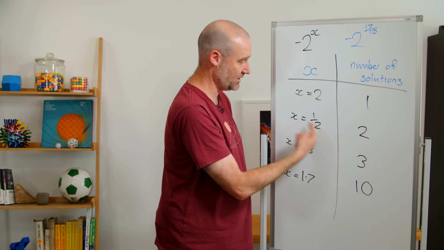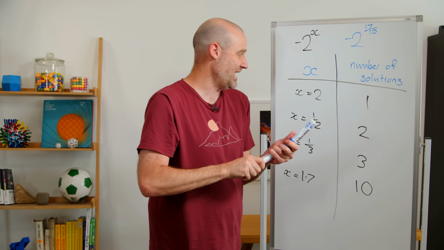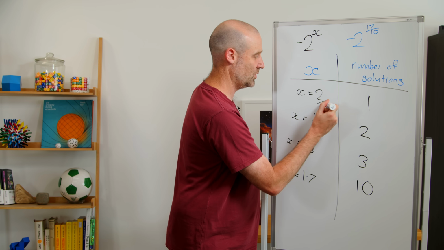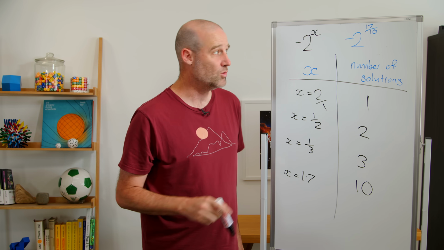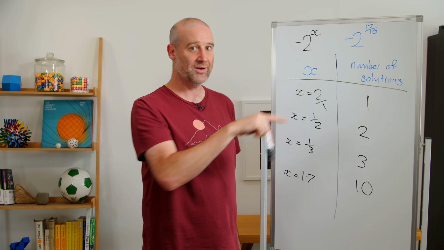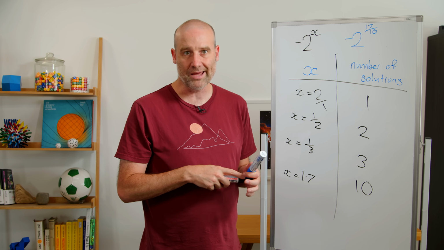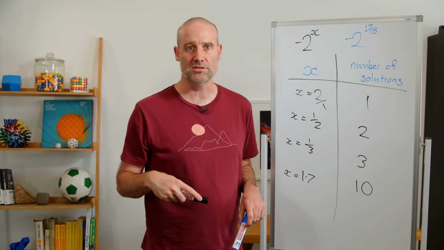In fact, 3 on 3 is 1, 2 on 2 is 1, and we could rewrite that as 1 on 1. So you turn it into a fraction, and whatever it is, the bottom bit is the number of solutions.